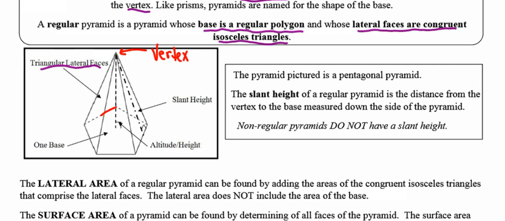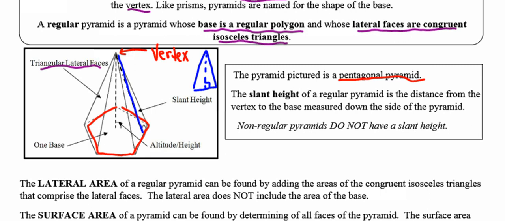Now, because the shape of the base for this pyramid is a pentagon, we would say that this is a pentagonal pyramid. So again, just like the prism, the pyramid is going to be named for the shape of its base. The slant height of a regular pyramid is going to be the distance from the vertex measured down one side of the pyramid. So in my picture over here, slant height is going to be that segment in my triangle. And if you consider those lateral faces to be isosceles triangles, you might even say that the slant height is the same as the height of one of those triangles that makes up the lateral faces.